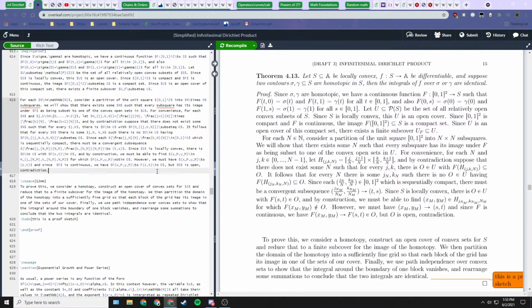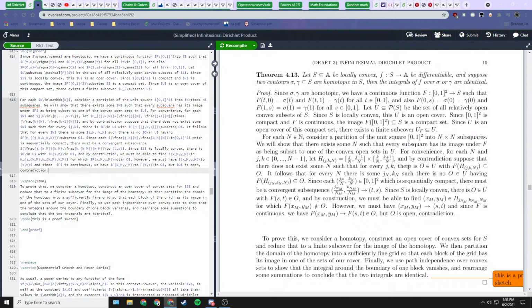And that is roughly the first part of the proof. So to recap, we're saying take this unit square, cut it up into subsquares, and suppose by contradiction that there isn't a sufficiently fine grid such that every one of these subtiles has its image under F as a subset of a single convex open neighborhood. If this is the case, then for every n there's j_n, k_n such that no O has this subset relation. We can probably cut out this sort of contradiction, this double negation.